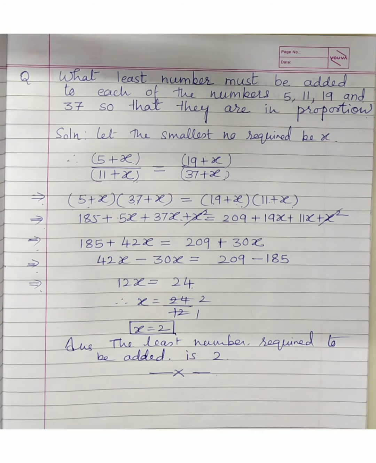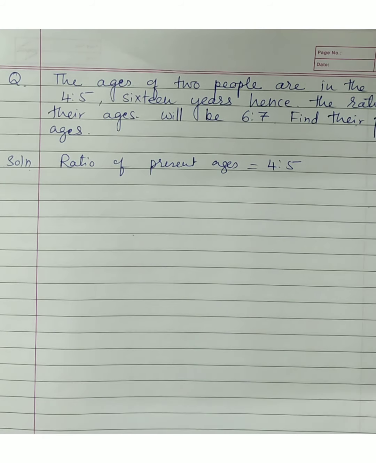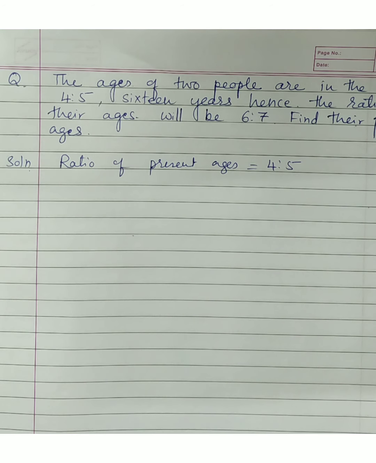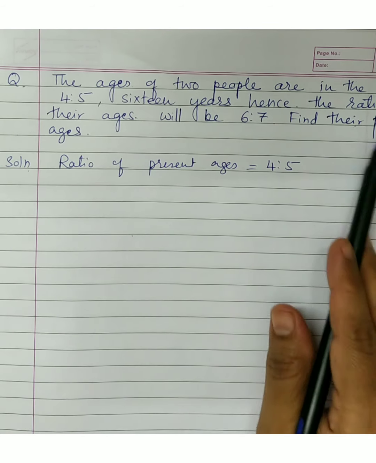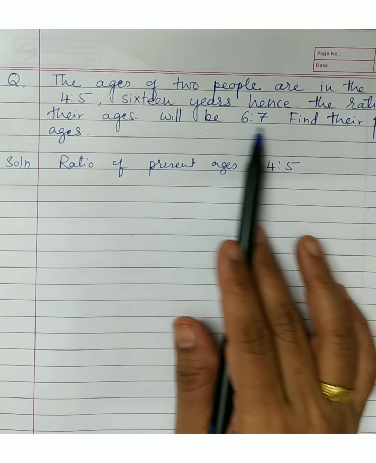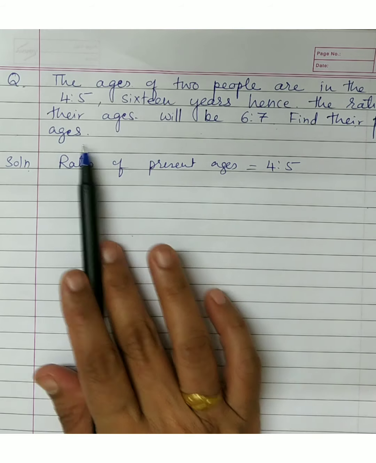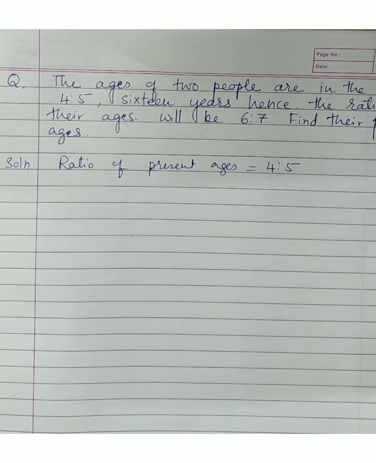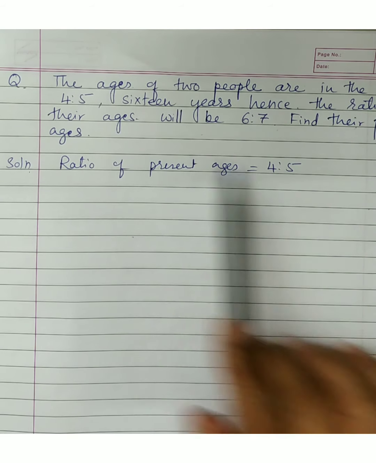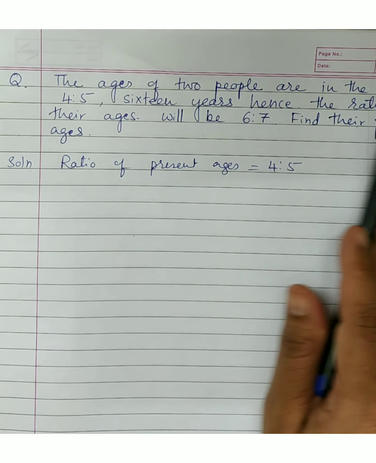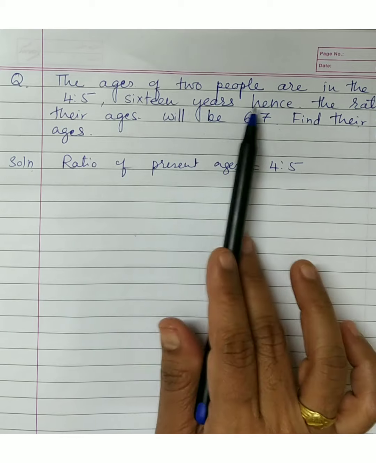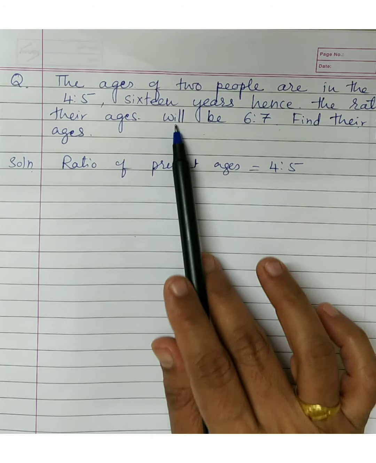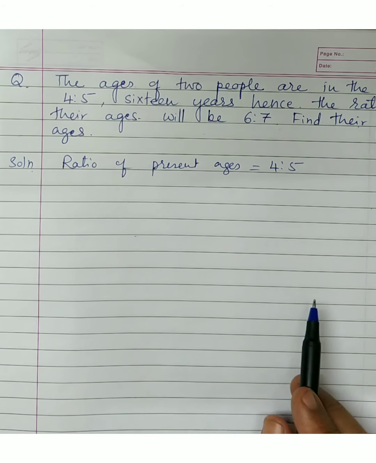Let's see one more question. See this question now. The ages of two people are in the ratio 4:5. 16 years hence, the ratio of their ages will be 6:7. Find their present ages. So obviously we understand that the ratio of the present ages is 4:5. And after 16 years, it will become 6:7.